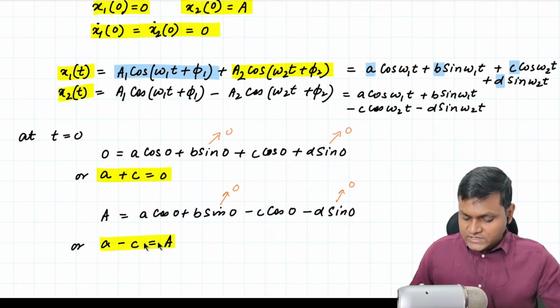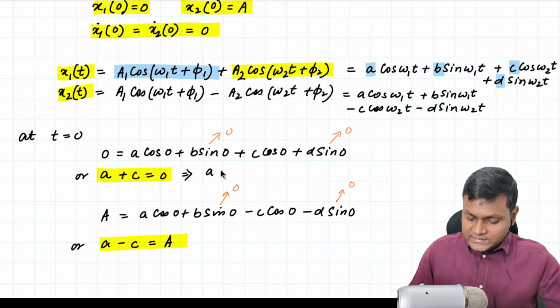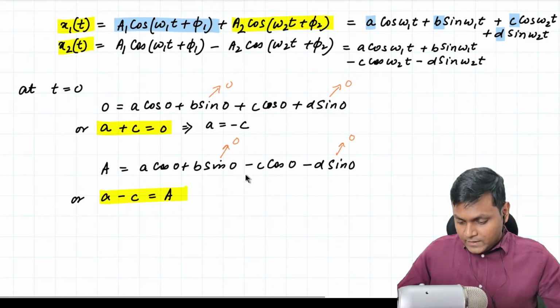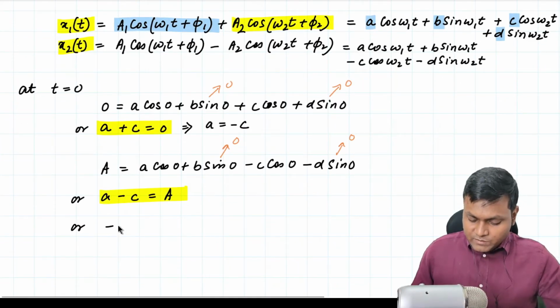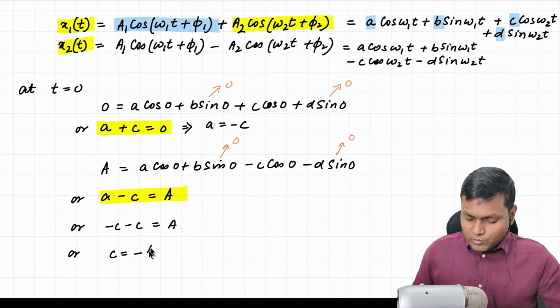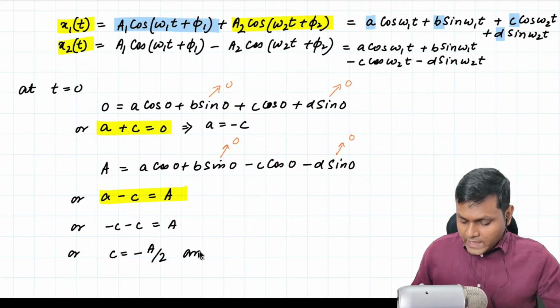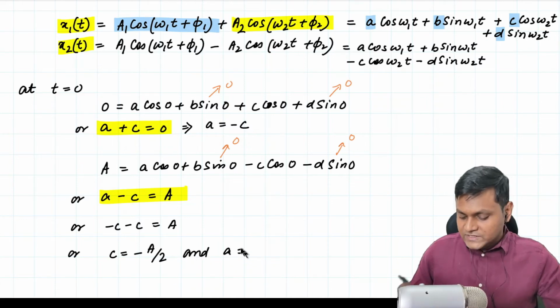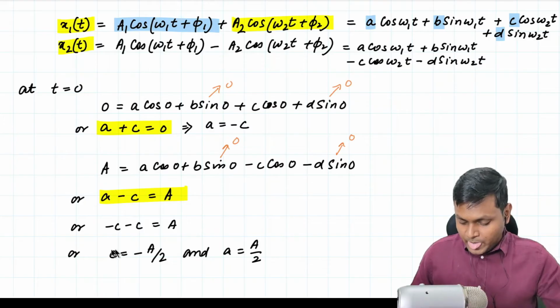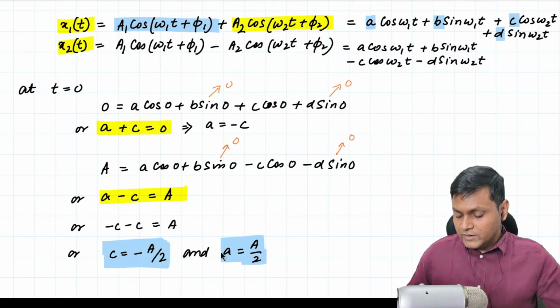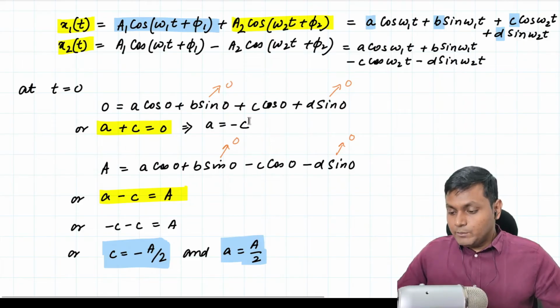So here in this equation, if I apply the fact that a is equal to minus c, this simply gives us minus c is equal to A, or c is equal to minus A upon 2, and a is equal to A upon 2, capital A. So we have found out the constants, the small a and the small c. Now we have to find out the constants b and d.